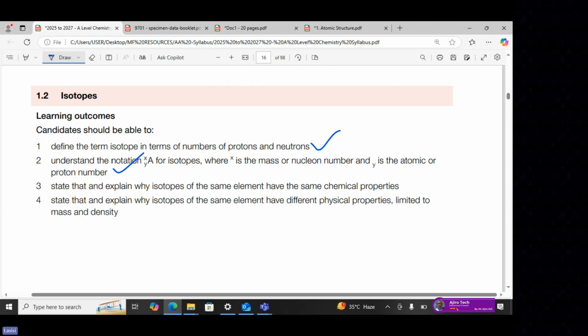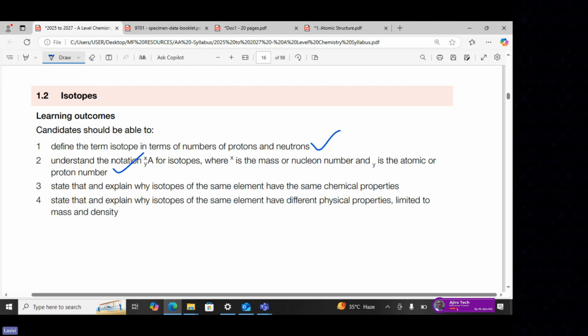So if they want 1 mark, why do isotopes have the same chemical properties? The answer is that they have the same number of electrons in the outer shell. It's not all electrons that are involved in chemical reactions, only the electrons in the outer shell. Because they have the same number of electrons in the outer shell, they either gain the same number of electrons, or lose the same number of electrons, or share the same number of electrons. Is that okay? Good. I'm sure that makes sense.